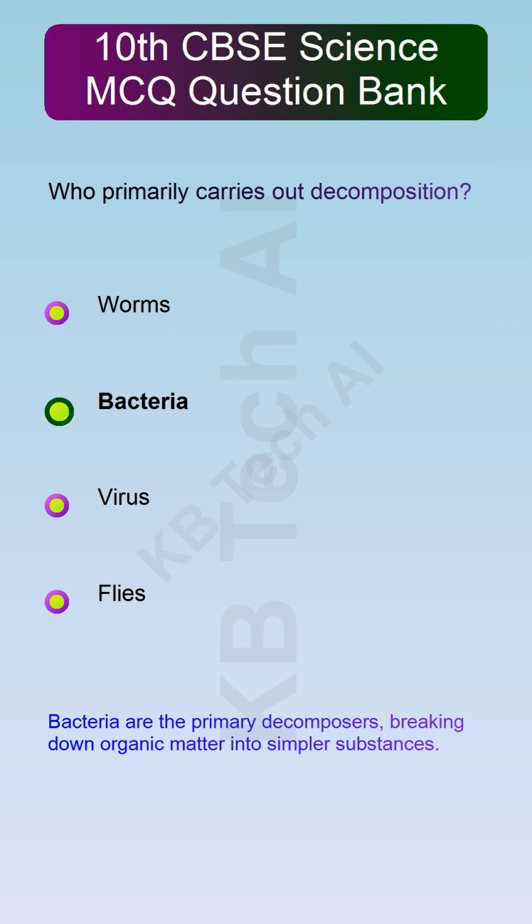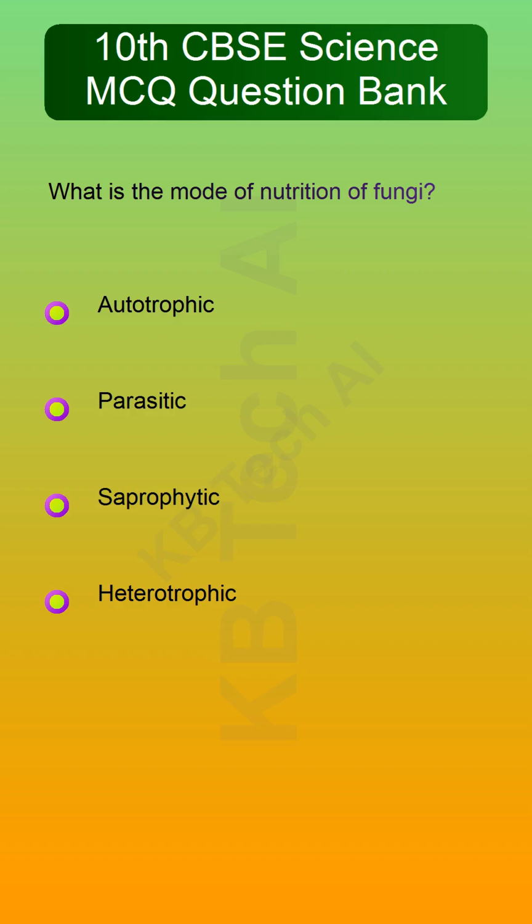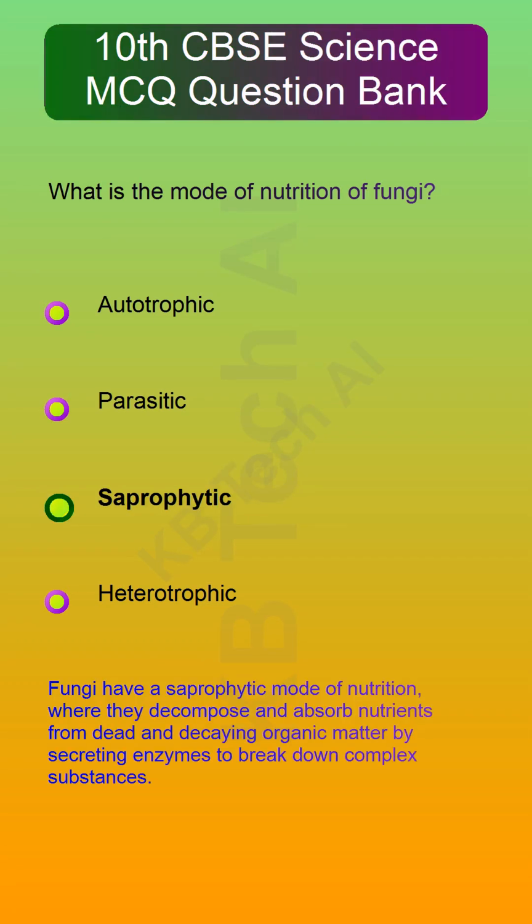The answer is, Option 2, bacteria. What is the mode of nutrition of fungi? Option 1, eutotrophic, Option 2, parasitic, Option 3, saprophytic, Option 4, heterotrophic. The answer is, Option 3, saprophytic.